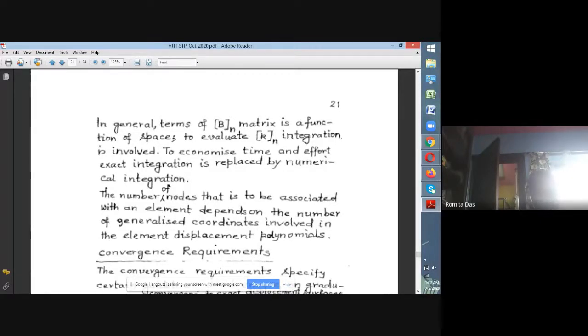Finally, the convergence requirement, which is the last element I wanted to talk about. If we have to get good results from finite element analysis, we have to refine the discretization. That means we go on making the size of the element less and less so as to approximate the surface better.